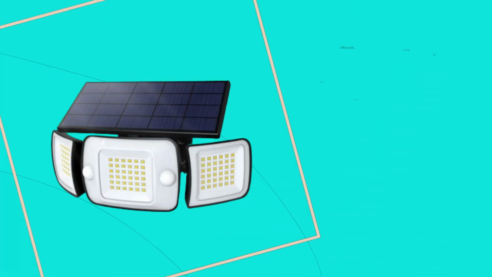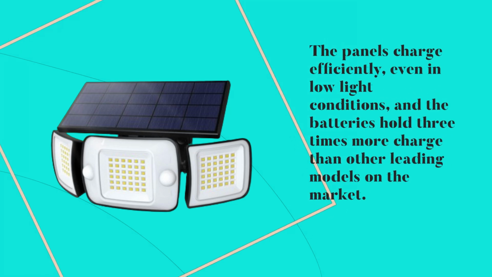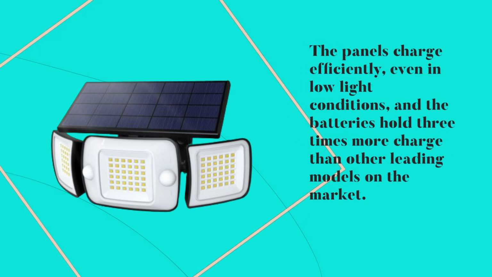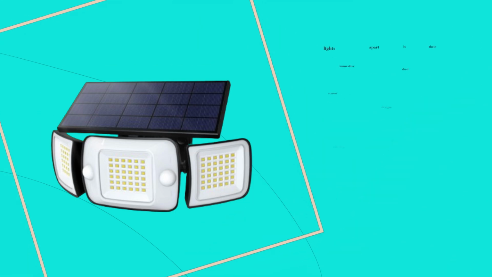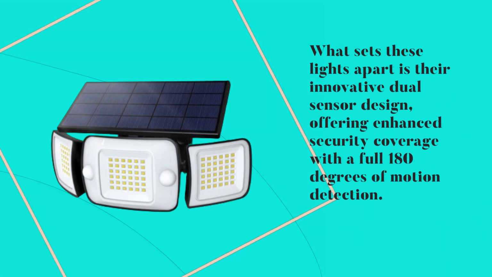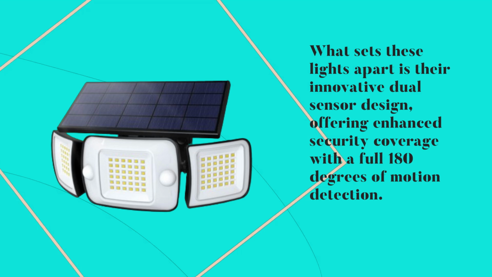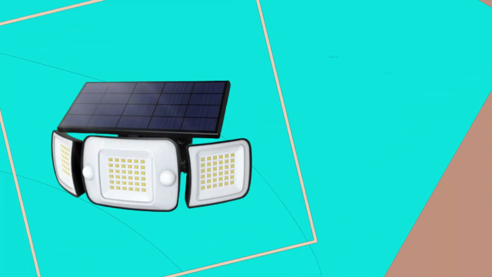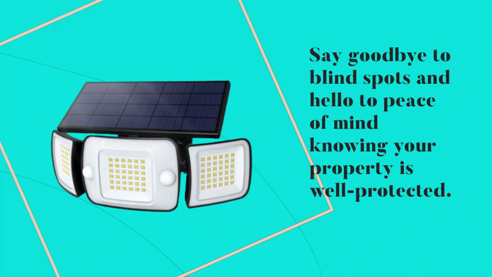The panels charge efficiently, even in low light conditions, and the batteries hold 3 times more charge than other leading models on the market. What sets these lights apart is their innovative dual sensor design, offering enhanced security coverage with a full 180 degrees of motion detection. Say goodbye to blind spots and hello to peace of mind knowing your property is well protected.